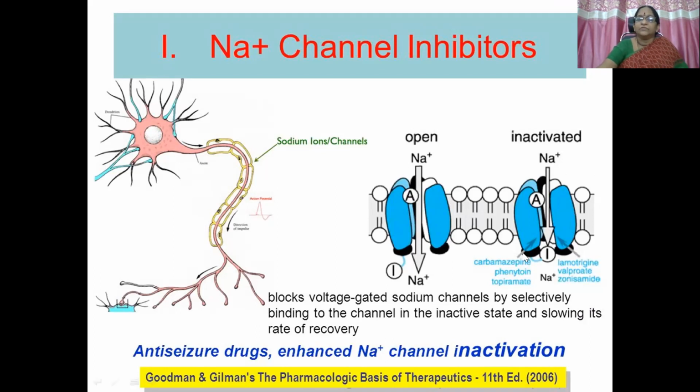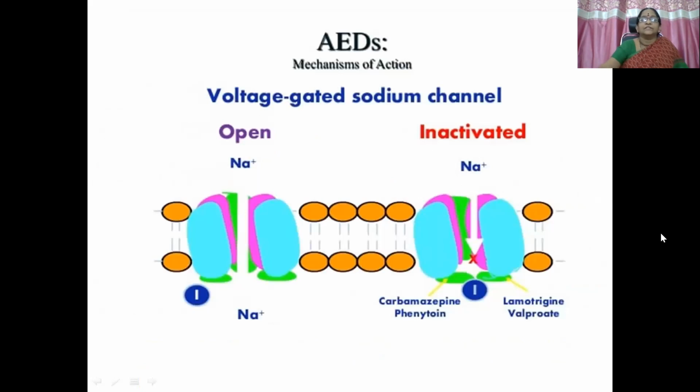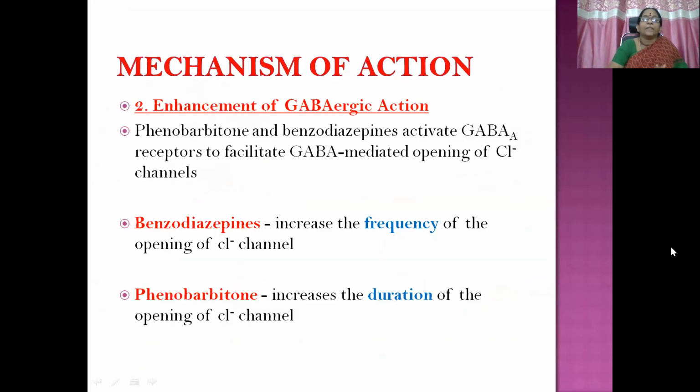The drugs which act through sodium channel blockade are carbamazepine, phenytoin, topiramate, lamotrigine, valproate, and zonisamide. And they also allow the slow recovery of the channels. You can see carbamazepine, phenytoin, lamotrigine, valproate blocking the channels. So number one is sodium channel blockade, which will further result in glutamate suppression.